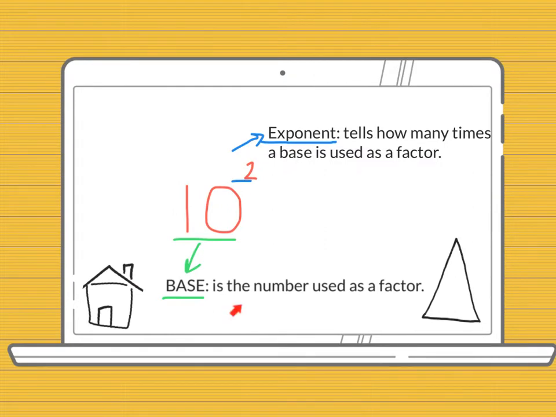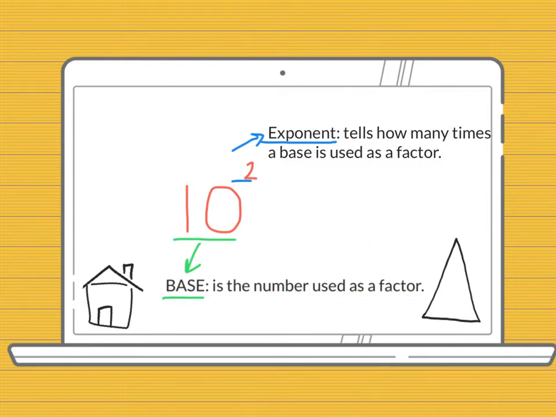So here's our example for 10 to the second power. Using the same example from the previous page, we still have 10 to the second power. Now remember that the 2 is an exponent, so it tells how many times a base is used as a factor. 10, which is our base, is the number used as a factor.